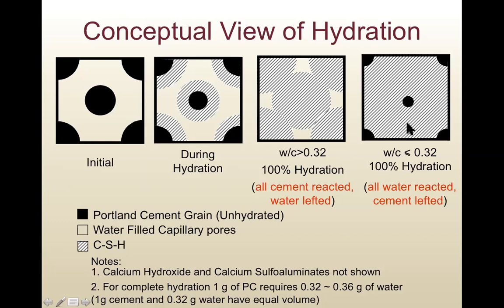So compare these two figures: the cement paste with lower water cement ratio has fewer pores. Fewer pores means higher strength for concrete and also better durability. So in theory, concrete or cement paste with lower water cement ratio is stronger and more durable.